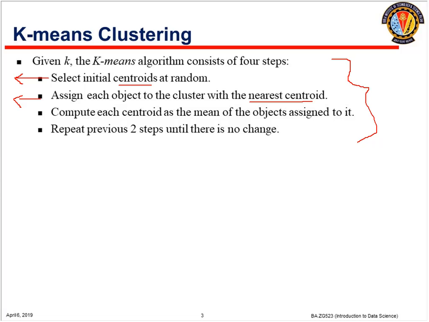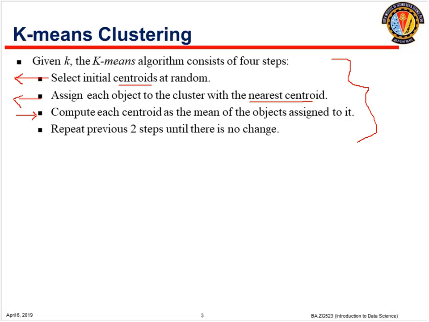Then you again calculate the centroid: compute the centroid as the mean of the objects assigned to it. So you look at the samples which have been assigned to, let's say, cluster number 1, and find their mean. The new centroid is calculated. This is just a basic averaging. Now you've got a different centroid, because you are recalculating it based upon all the elements which have been assigned to it. You are just finding the average of each feature, or each dimension.